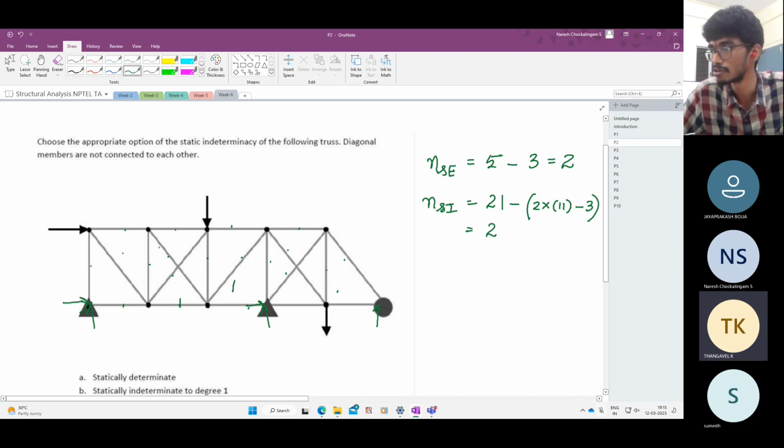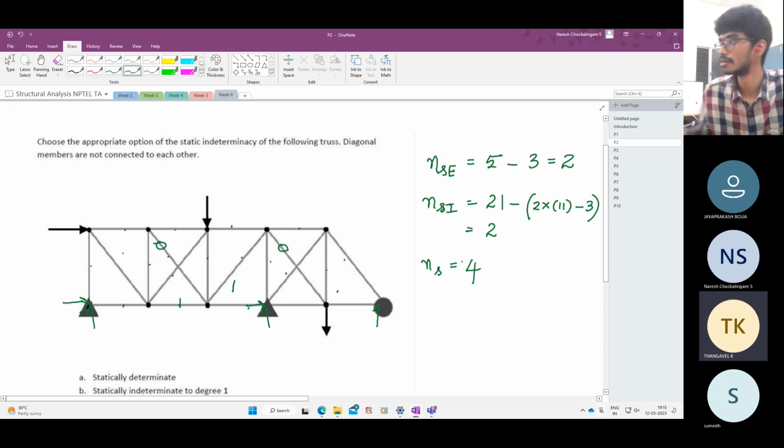You can also easily find out what the redundant members are. This is one extra member, and this is an extra member. If you remove those, you will get a statically determinate truss. Actually, you can remove any member, but here you can see these spoil the pattern. Usually this is a very famous type of truss. These 2 are extra members. So what is the total static indeterminacy?